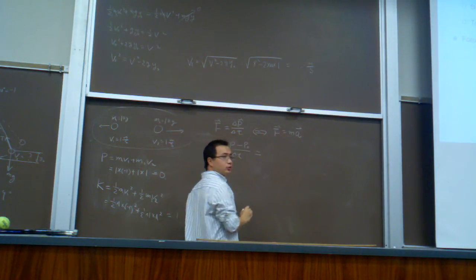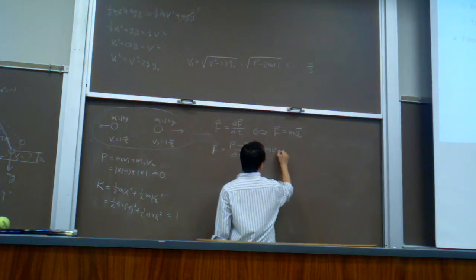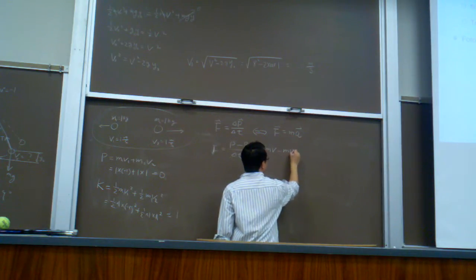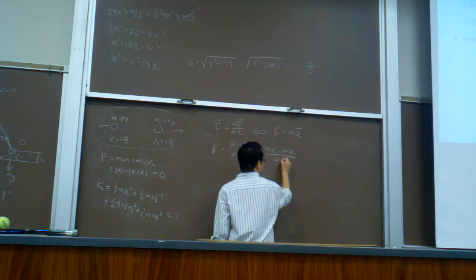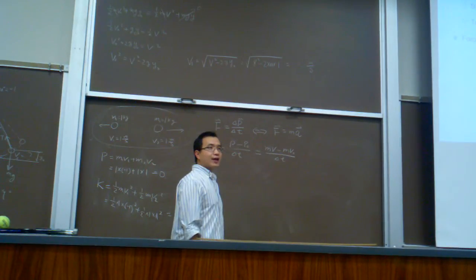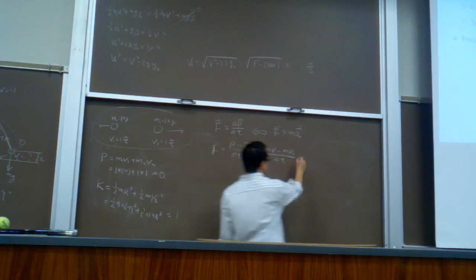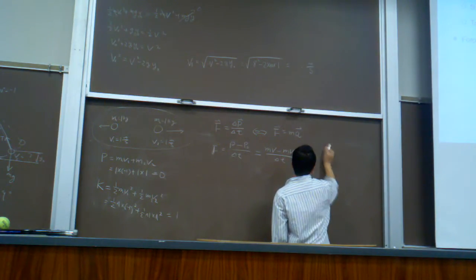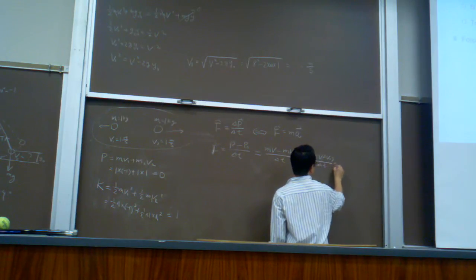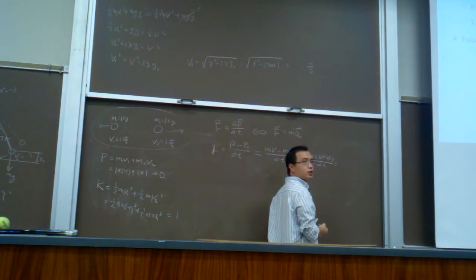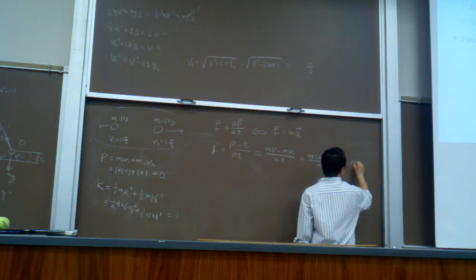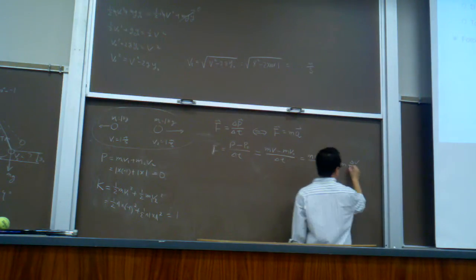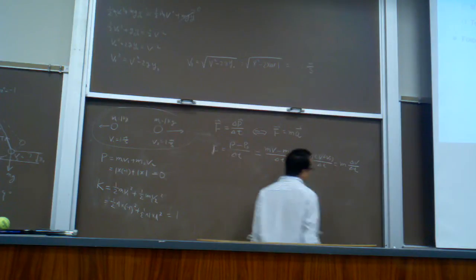By definition, this equals mv minus mv naught divided by delta T, right? And then you factor out m, you get m multiplied by (v minus v naught) divided by delta T. So this v minus v naught is delta v, right? So delta v divided by delta T.